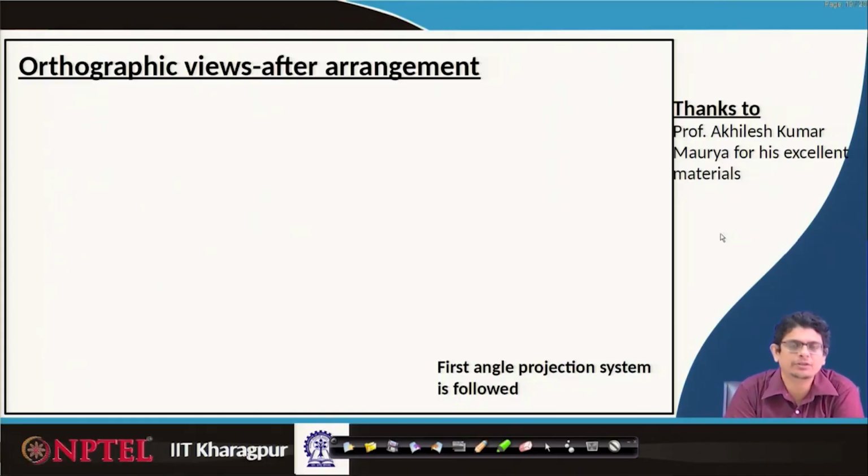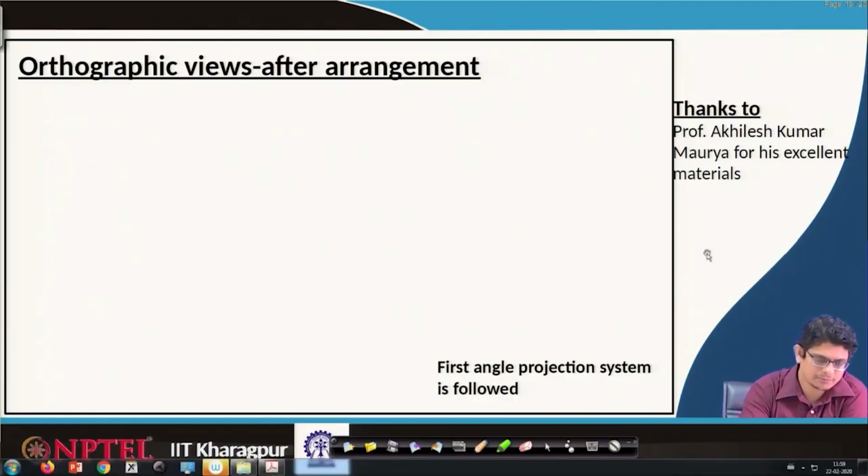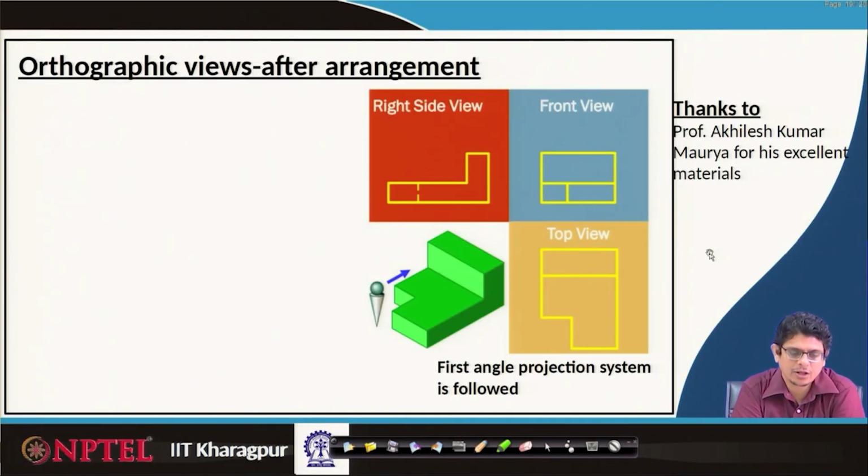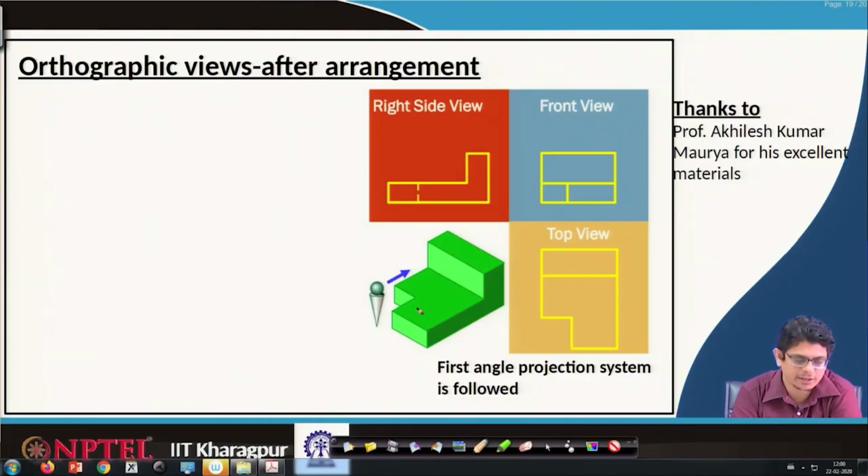After rearrangement of these orthographic views on the first angle projection system, we see an object. If we are looking in this direction, let us observe the views of this object. For example, the observer is at this location, the object is there. We would like to view the front view. If I decide this, it will be my front view.